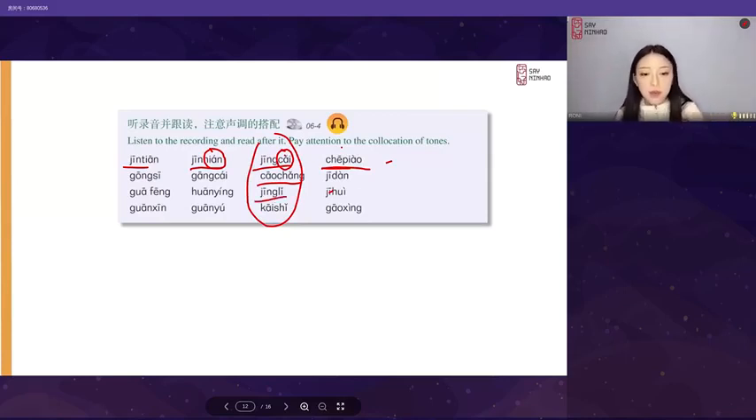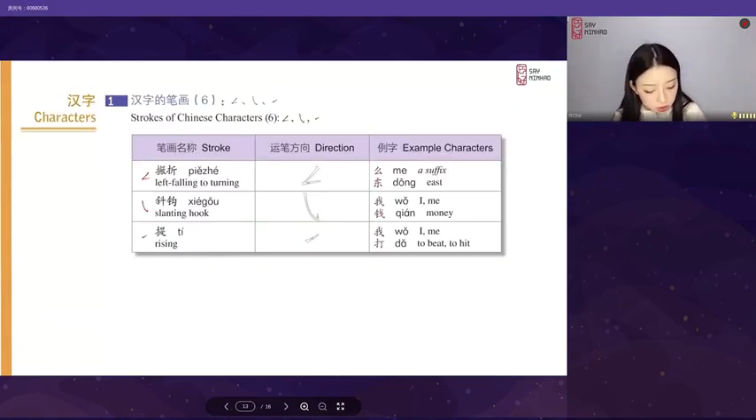Next one, manager, 经理, 经理. Last one is 开始, 开始, not the full third tone, it's 开始, like 2-1-1. 始, it's like this. Okay, this is the third tone when it is in a collocation of disyllabic words.